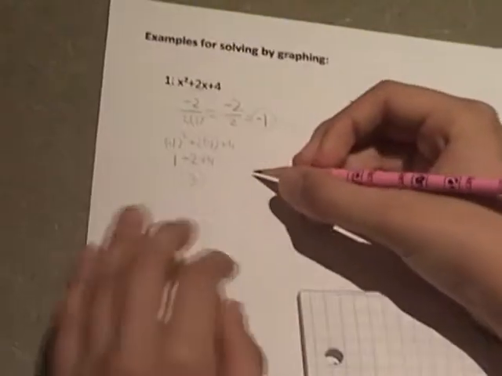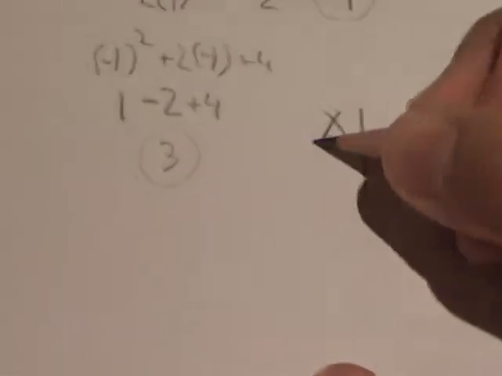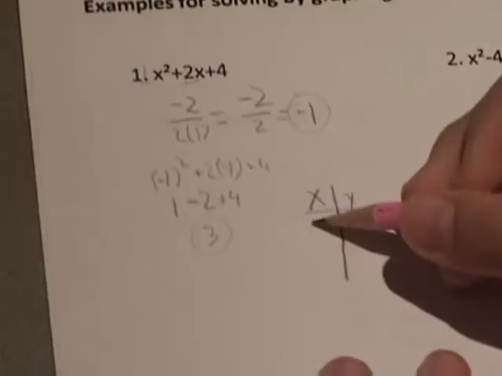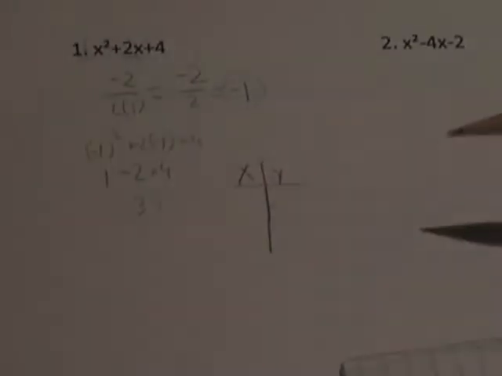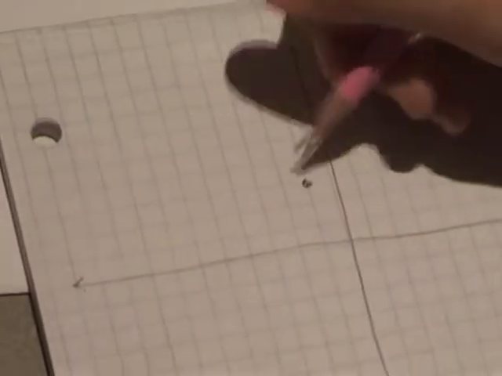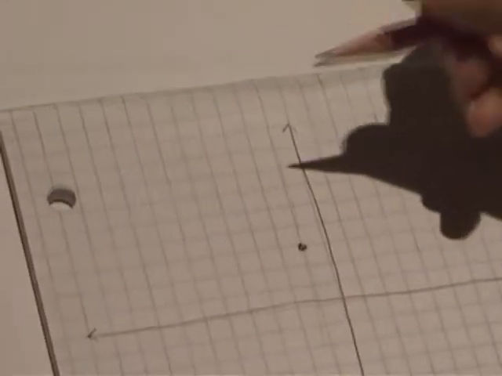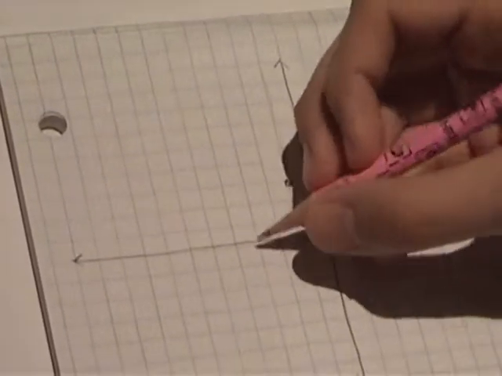Now we're going to make a table of values. Now we'll create a table of values. I'm going to use the points that are on one side of my axis of symmetry, which is here, simply for the fact that it's easier. I'm going to use negative 2, negative 3, negative 4, negative 5.